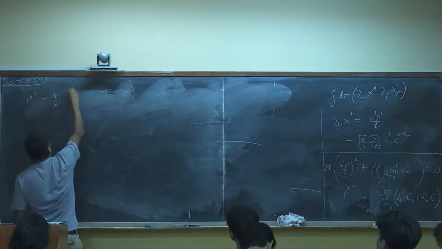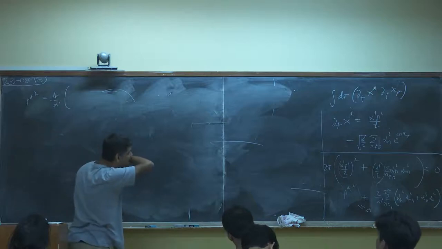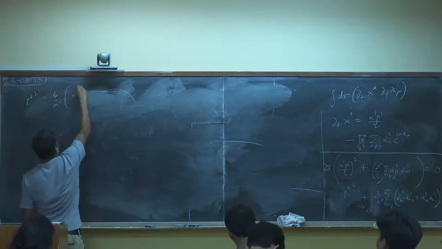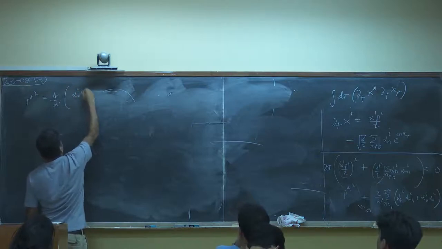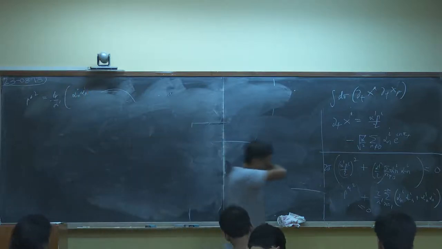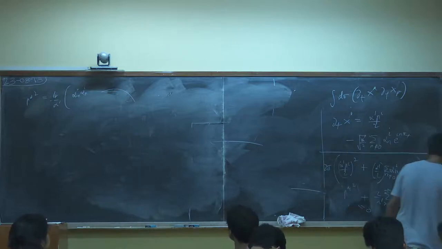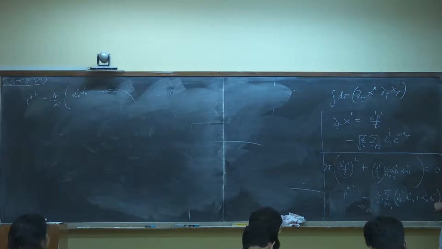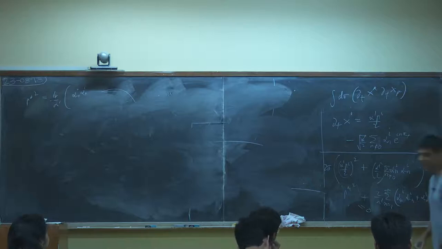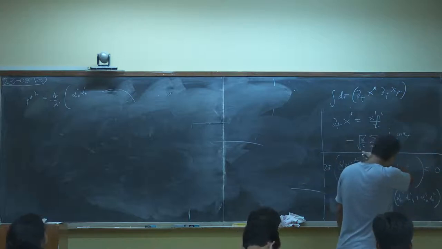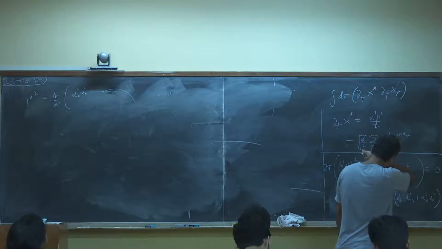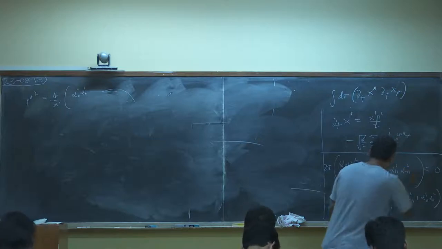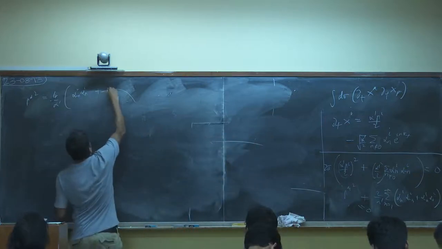Let me write it as 4 by alpha prime into alpha I minus n alpha I n, plus what you'd get by, you see, this was already in the right order, but this was not. So you have to move it around. So that gives us plus n by 2.